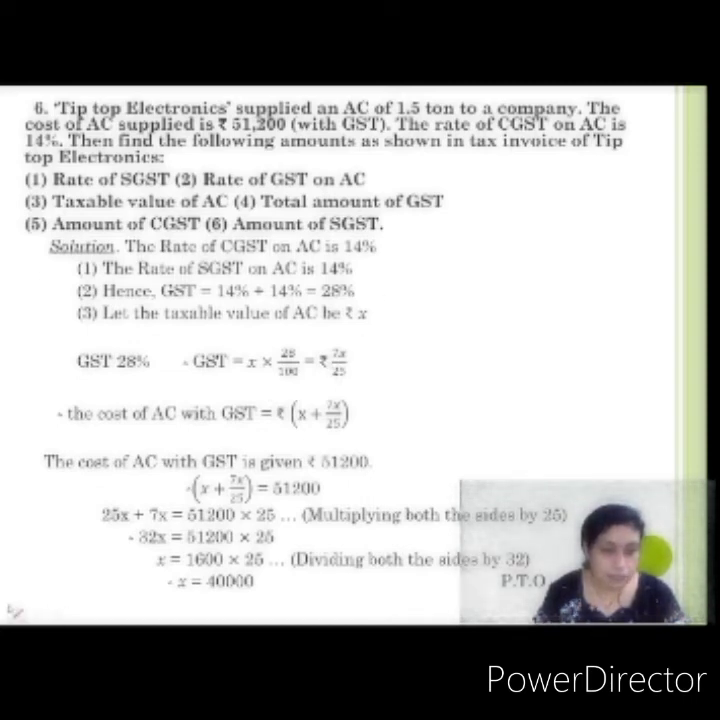Wait, let me take the pen so that I can highlight. Yes, see here, I have calculated GST. This is the rupees. I have calculated X. This is X, right? I have calculated X here. So now in this I will substitute. This becomes 7 into what is my X? 40,000, right? So 40,000 divided by 25.